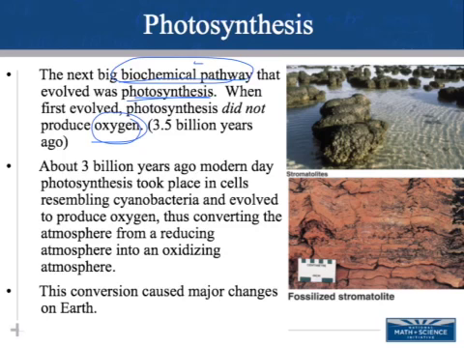Okay, so about 3 billion years ago, modern-day photosynthesis started taking place in the cells. And these cells resembled cyanobacteria, which is sometimes called blue-green algae. So they resembled cyanobacteria cells, and they evolved to start producing oxygen. And what this did is this started changing the atmosphere. So the atmosphere changed from what's called a reducing atmosphere to an oxidizing atmosphere. This atmospheric conversion laid the pathway for lots of other life forms to come about, to have this more oxygen-based atmosphere.